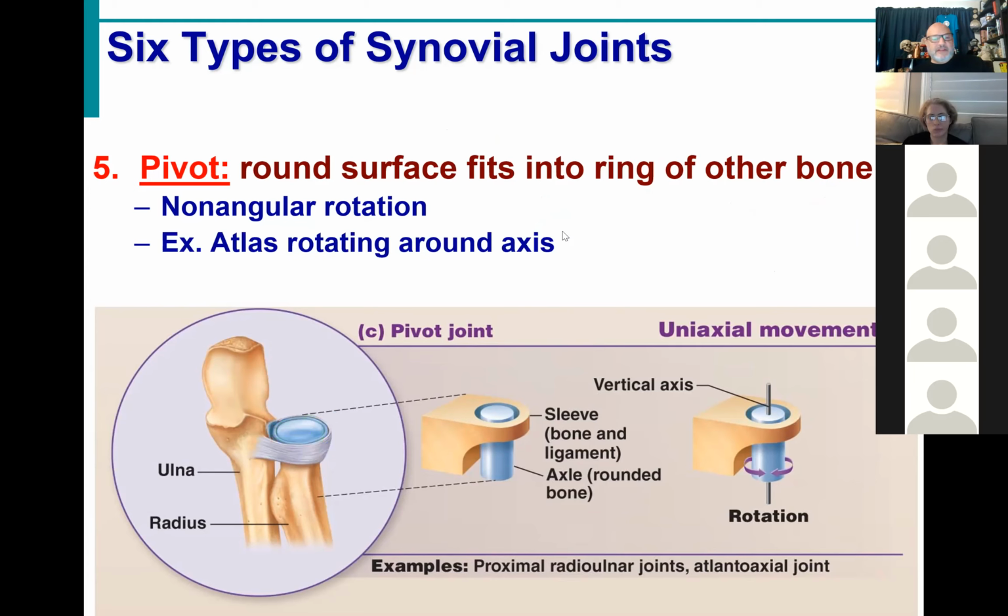So again, here at the proximal part of the radius and the ulna, but also I think an even better example is that relationship between the atlas and the axis is where we get that non-angular rotation. Now, again, remember, I'm meaning non-angular because it is along the longitudinal axis. Notice I could take the bone and I could rotate it that way. That would be an angular rotation of the bone. That's not what we're talking about. We're talking about along the longitudinal axis. All right. Excellent.